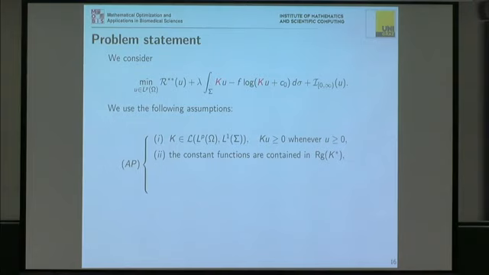We also assume that the constant functions are contained in the range of K star, which is also a rather weak assumption. We have some boundedness assumption of our domain, and we assume, of course, that the measurements are positive, and in particular, this contamination measurement is strictly positive, so it can never be zero. However, it might be important to note that we do not assume that it's uniformly bounded away from zero. So this is also something which is quite often assumed.